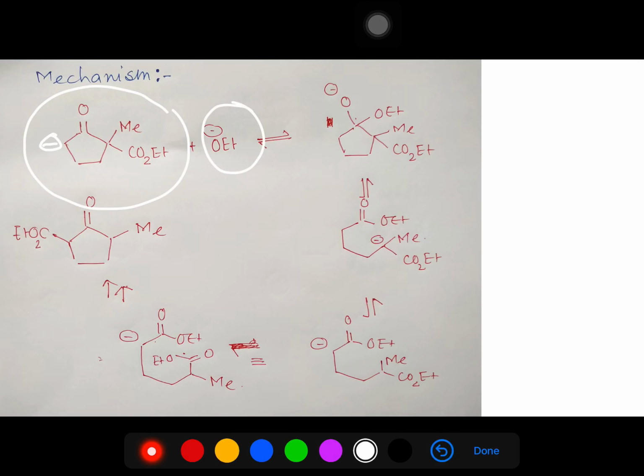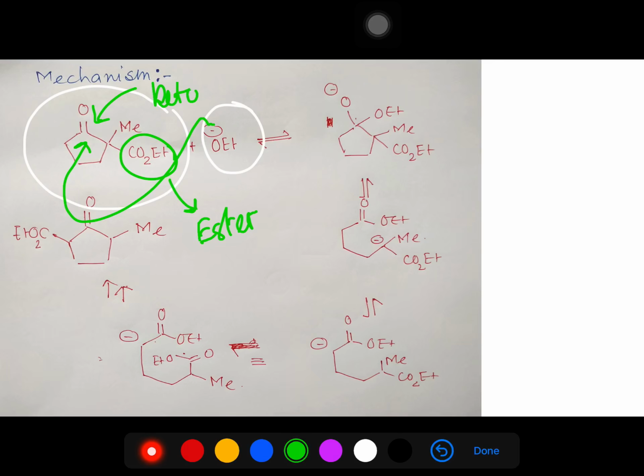Point number one. Option number two, reverse Claisen condensation. What will happen? See, this will attack this carbonyl. Okay, another thing you must know, that this is a keto carbonyl and this is an ester carbonyl. The keto carbonyl is more electron deficient compared to the ester because of cross conjugation. What do I mean?